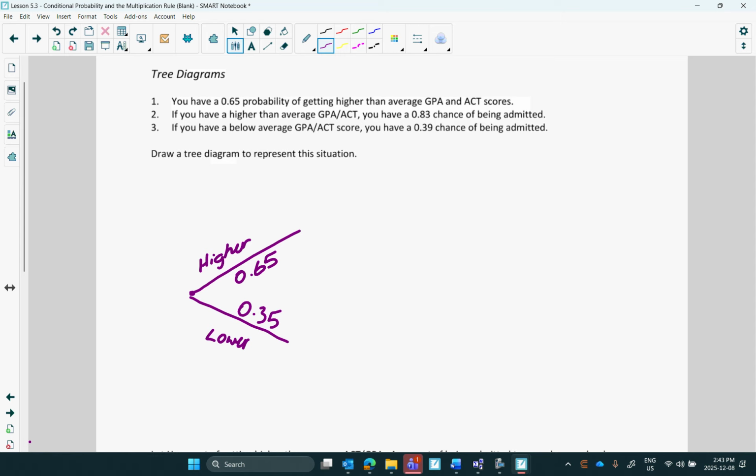Okay, so let's say higher happens. Well, if we have a higher, then two things could happen. We could get admitted, or non-admitted. What's the probability we get admitted? 0.83. What's the probability that we don't get admitted? 0.17, because you have to take it away from 1.